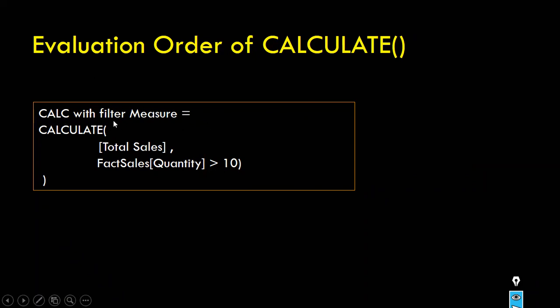In a real-time scenario, you need to give a proper business name here. So what is on the right side of the equal sign matters a lot. CALCULATE, the first argument I mentioned, is the total sales. So what is this total sales?